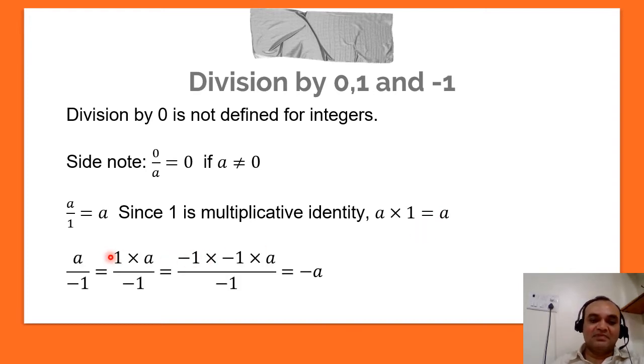So if we want to divide by minus 1, so A divided by minus 1, we'll just use our factorization logic. So I write A as 1 times A because 1 is the multiplicative identity, and then split this 1 as 2 minus 1s. So minus 1 times A, and now we cancel the common minus 1 from numerator and denominator, and we are left with minus A. So A divided by minus 1 is minus A. So we just flip the sign when we divide by minus 1. So those are some simple rules and properties of integer division.